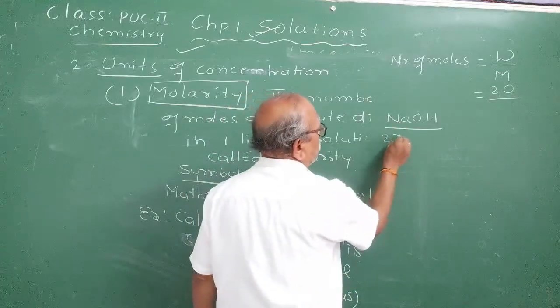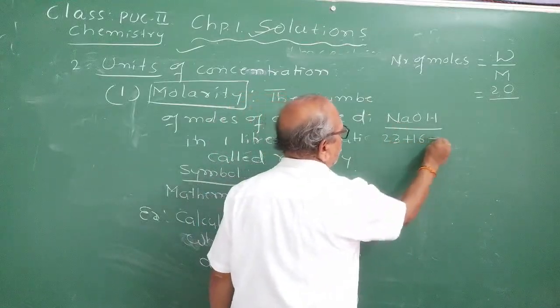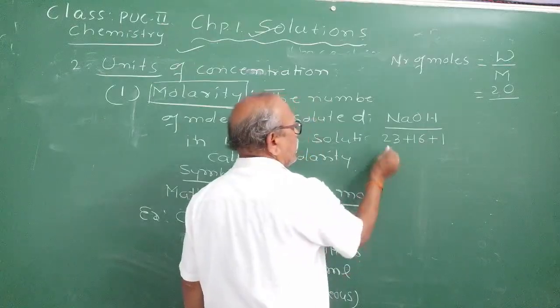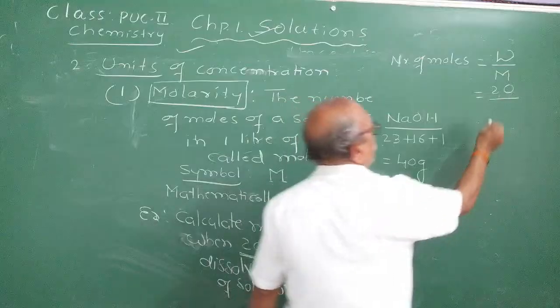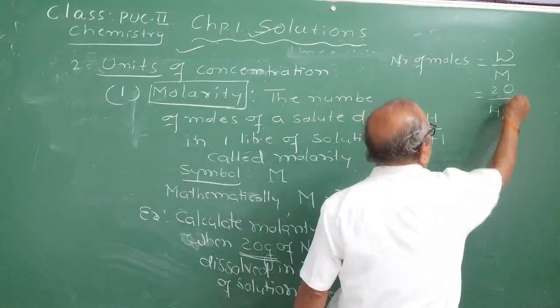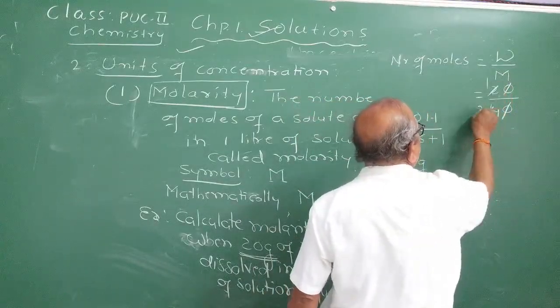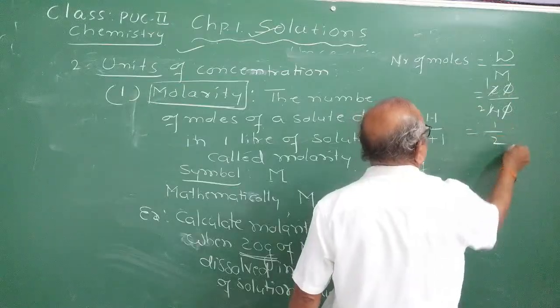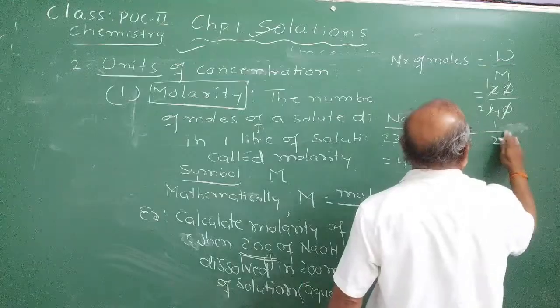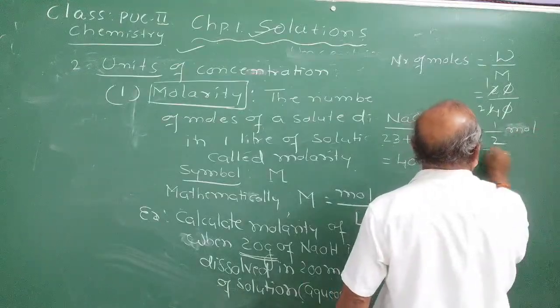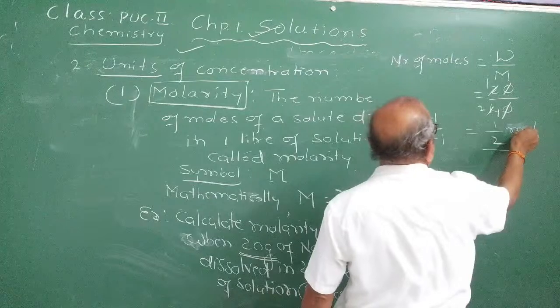Atomic weight of sodium is 23 plus oxygen is 16 plus 1. What do you get here? 39 plus 1 is 40 grams divided by 40. Zero, zero cancels. 2 1s are 2, 2 2s are 4. There you get 1 by 2 mole. You got the number of moles.